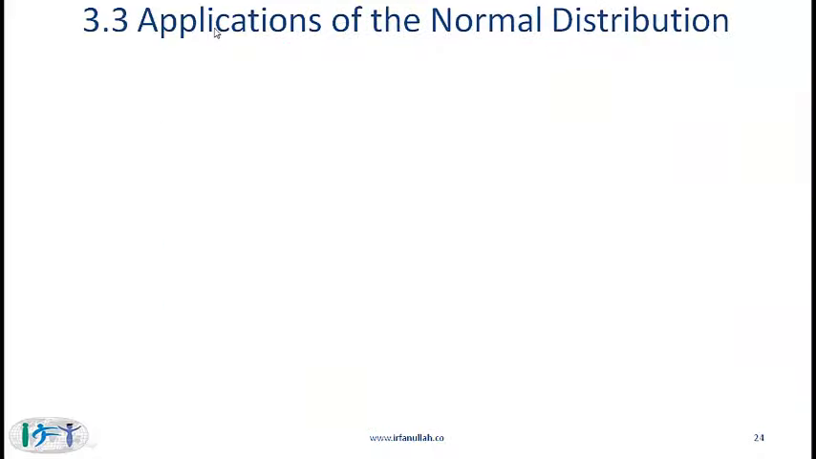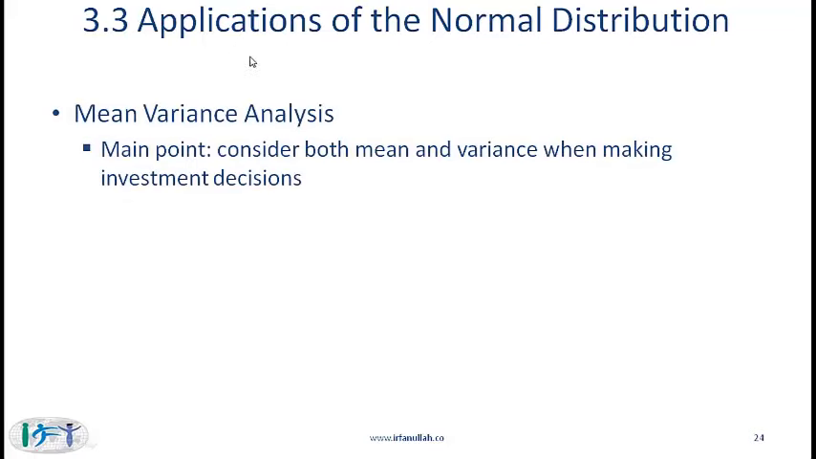Let us now talk about the applications of the normal distribution. There are two major items. One is mean variance analysis, and the main point here is that when you evaluate a given stock or you are considering an investment decision, you need to think about both the mean or the expected return as well as the variance, which essentially talks about the risk of that particular investment. So when we say mean variance analysis, it simply means that we look at the mean return as well as the variance of the returns before making a decision.